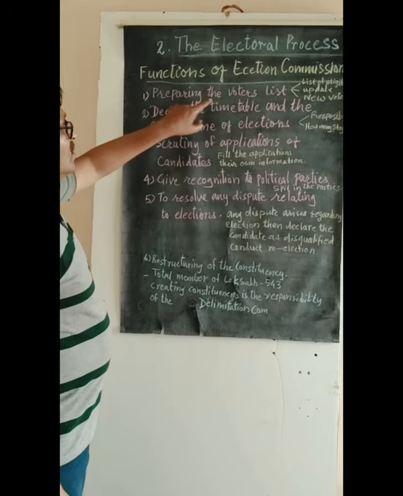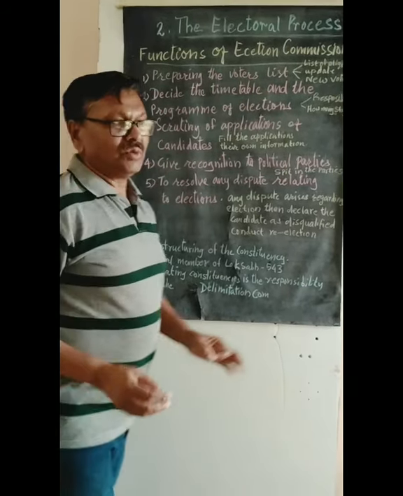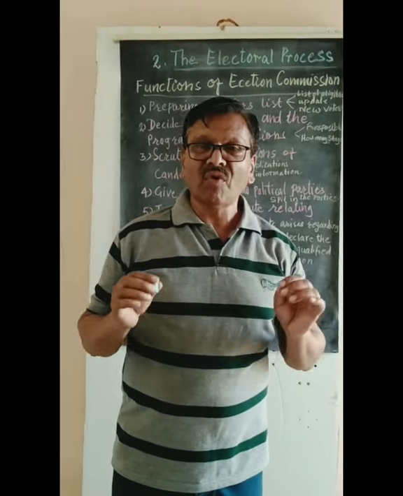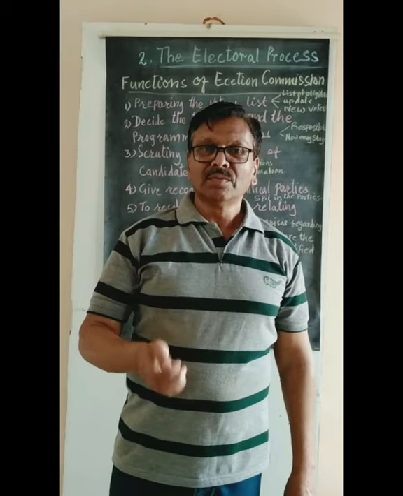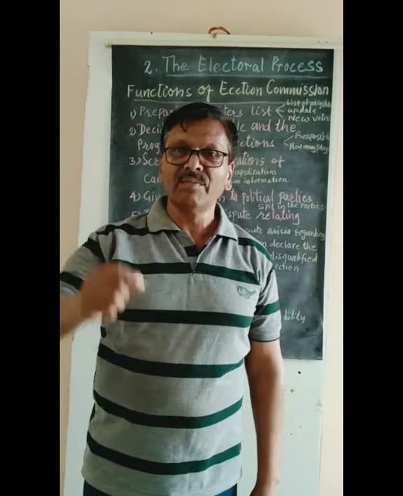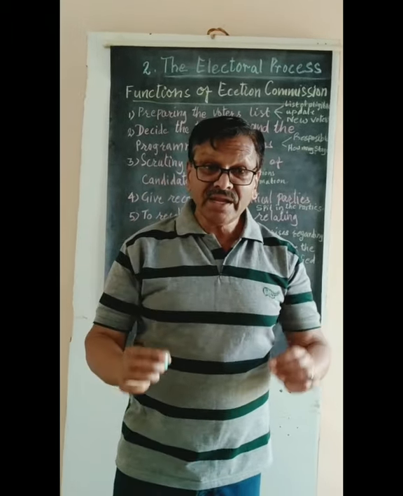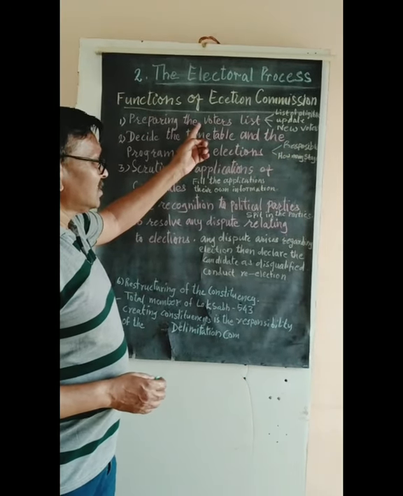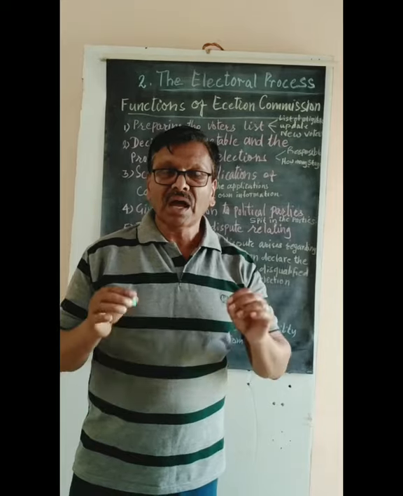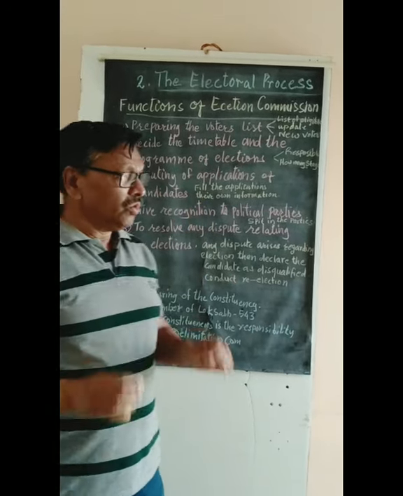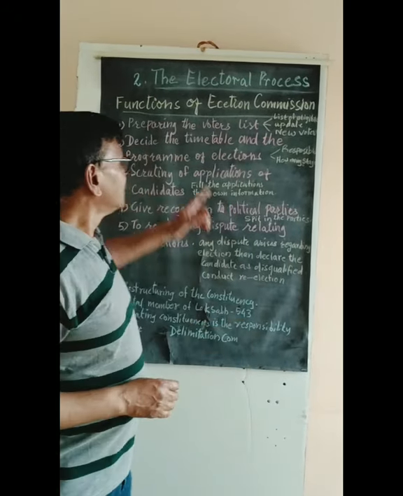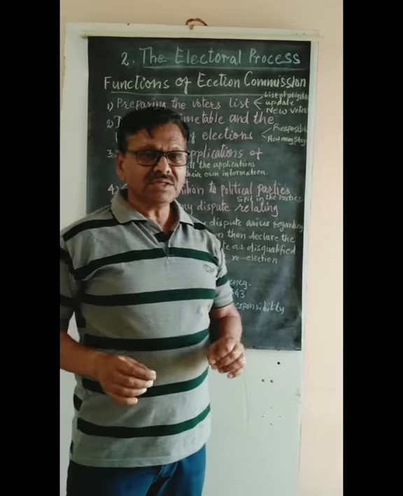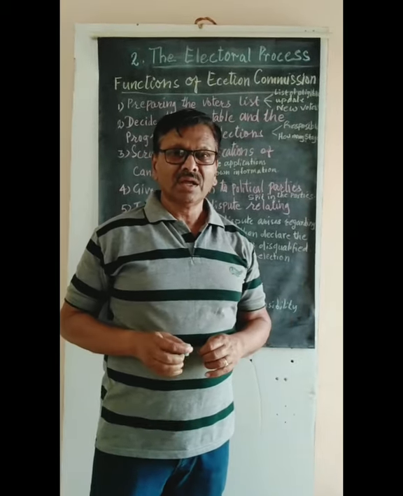Number one, preparing the voters list. So my dear students, yesterday I told you that those who complete the age of 18 are eligible for voting. Such candidates have to fill the form and enroll their name in the voters list. This is the entire responsibility of the election commission. Once the name is enrolled, the list has to be updated and the new voter list has to be prepared. So this is the entire responsibility of the election commission: updating the list and enrolling the names of those who have completed the age of 18.